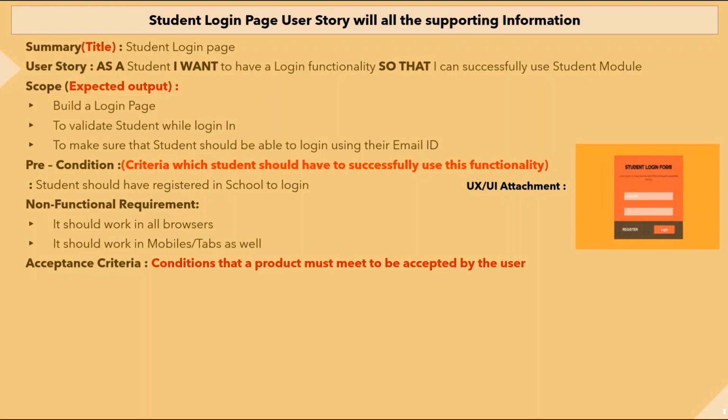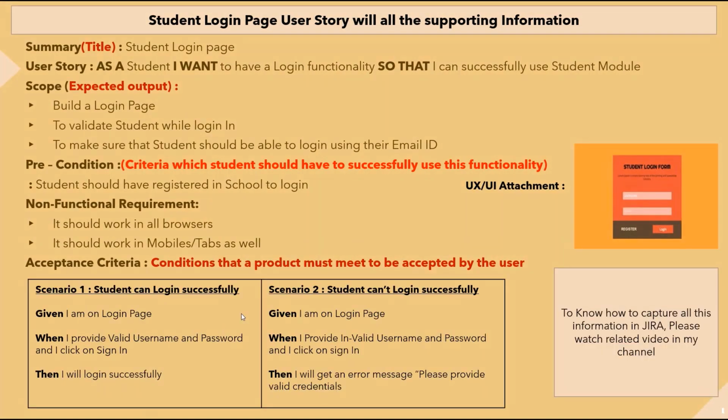Next is acceptance criteria. That is the condition that a product must meet to be accepted by the user. This is the format to write acceptance criteria. To know more about acceptance criteria, please watch the related video on my channel. Now, as you can see, we can have two scenarios for the story. One is student can log in successfully. That is, given I am on the login page, when I provide valid username and password and I click on sign in, then I will log in successfully.